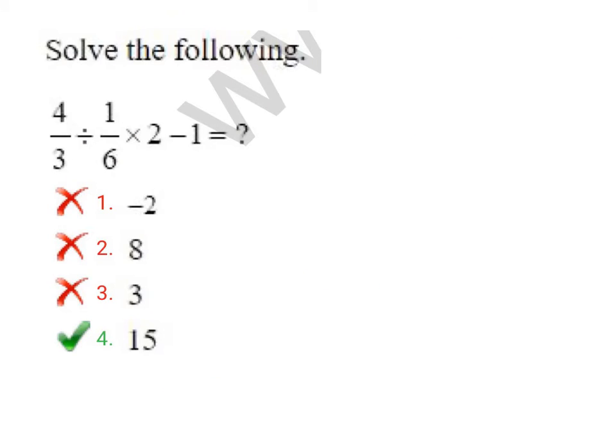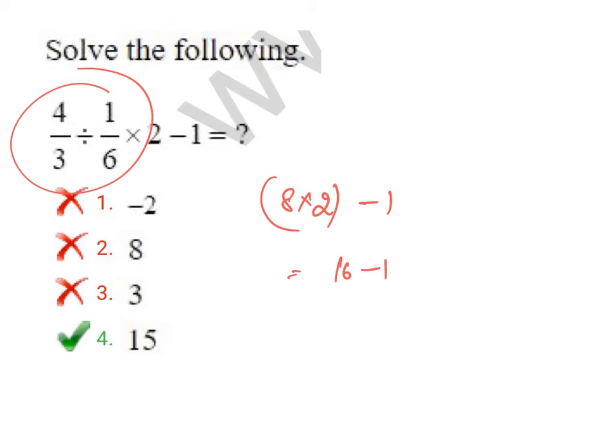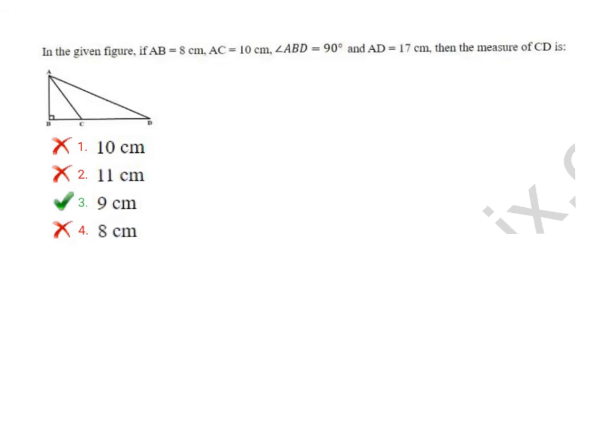Next, 4 by 3 into 6, that is 8, into 2 minus 1. So that's a very silly simplification here. That's 15.